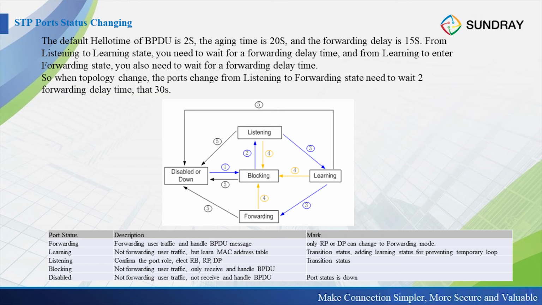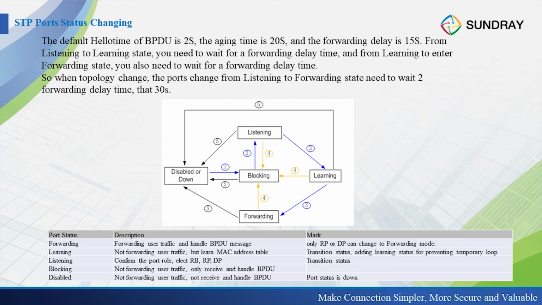This is for the STP electing rules. And for the STP port status changing, before the STP there are four statuses: the forwarding status, the learning status. For the forwarding status, it's always forwarding the user's data and the BPDU message. And for the learning status, it will learn the MAC address, but not forward the user data.